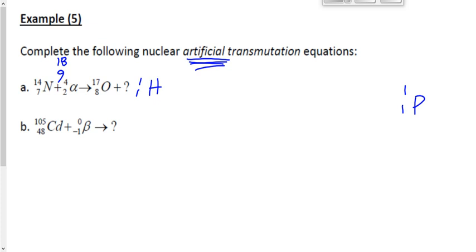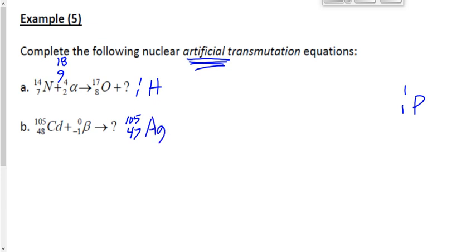This is something called electron capture. It does have a special name associated with it, but it's not something that we have to be familiar with other than, like any other equation, being able to balance them. Here, the cadmium nucleus absorbs a beta particle, absorbs an electron, and then it gets converted to something else. 105 plus 0 gives me 105. 48 plus minus 1 is 47, and that's going to be silver.